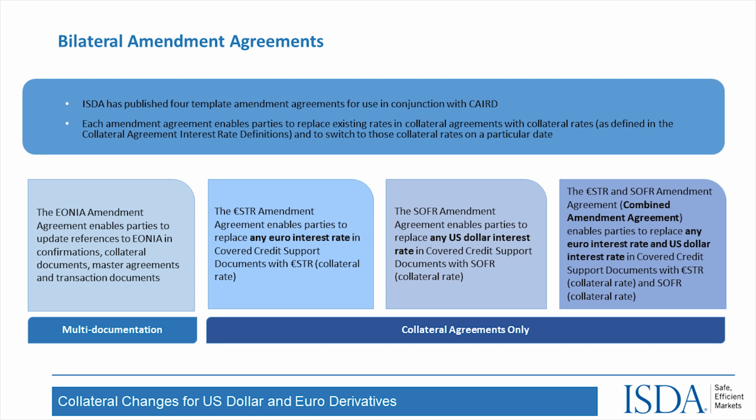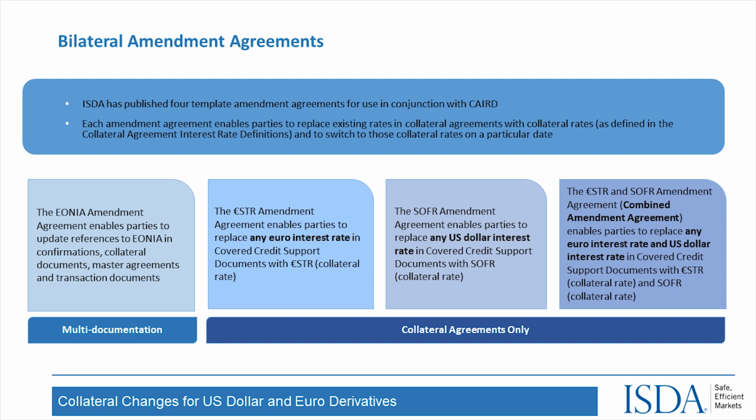Now, the 4 different amendment agreements are set out at the bottom of the slide here. The first one on the left-hand side, the Ionia Amendment Agreement. This is a multi-agreement amendment agreement. Not only does it enable parties to amend their collateral documentation, but it also enables parties to update references to Ionia in confirmations, master agreements, and transaction documents. And we'll come on to look at the scope of that Ionia Amendment Agreement in a bit more detail on a later slide.